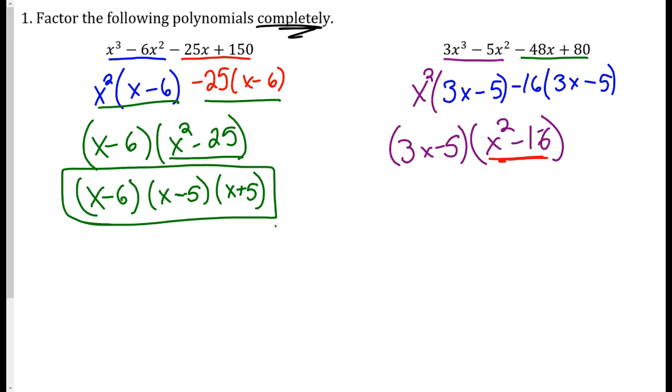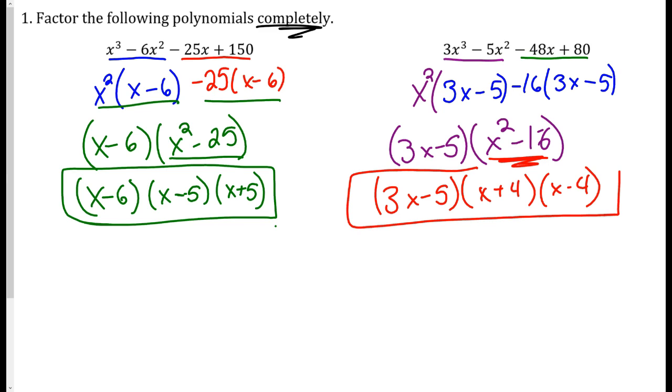Hopefully that warning light's going off in your head. X squared minus 16 is the difference of perfect squares. So we can factor that as x plus 4, x minus 4. And this is factored completely. Always get in the habit also of first checking, is there a GCF, before you jump right to factoring by grouping. If you forget to check that, always check your terms. Is there a GCF in any of these linear factors here? No, there's not.